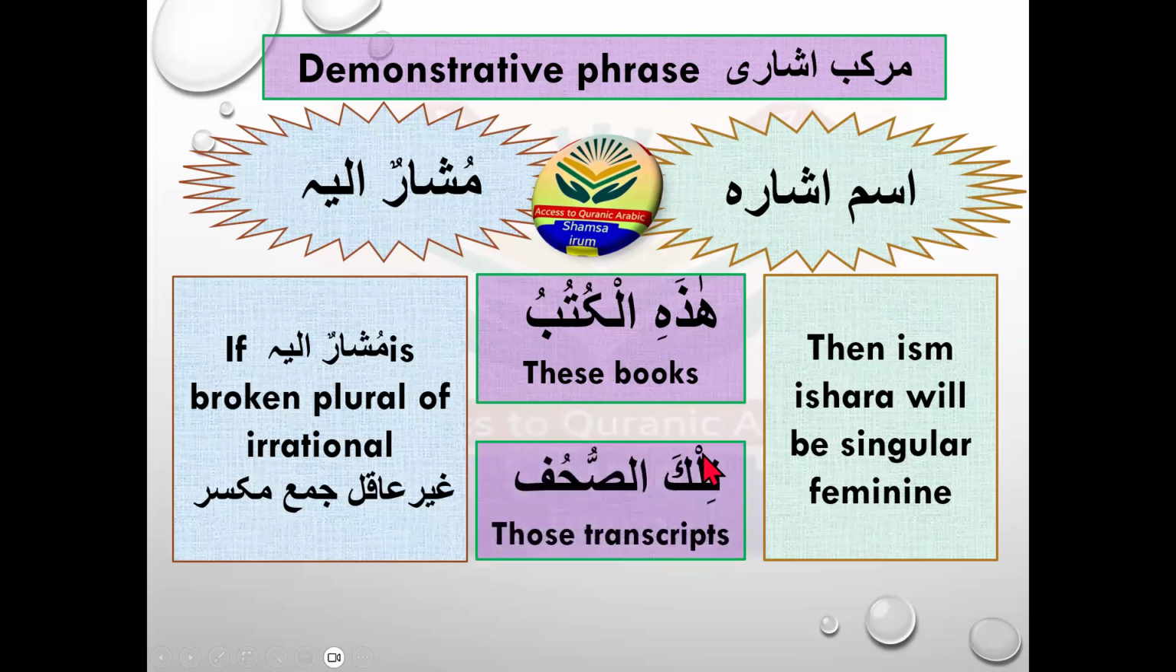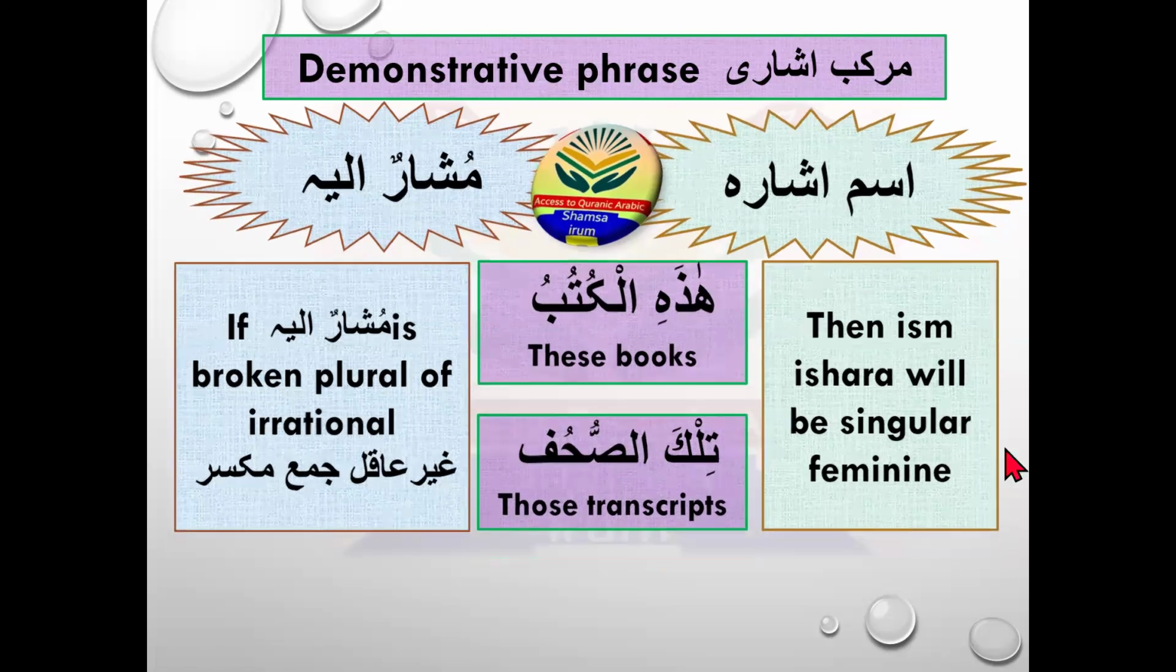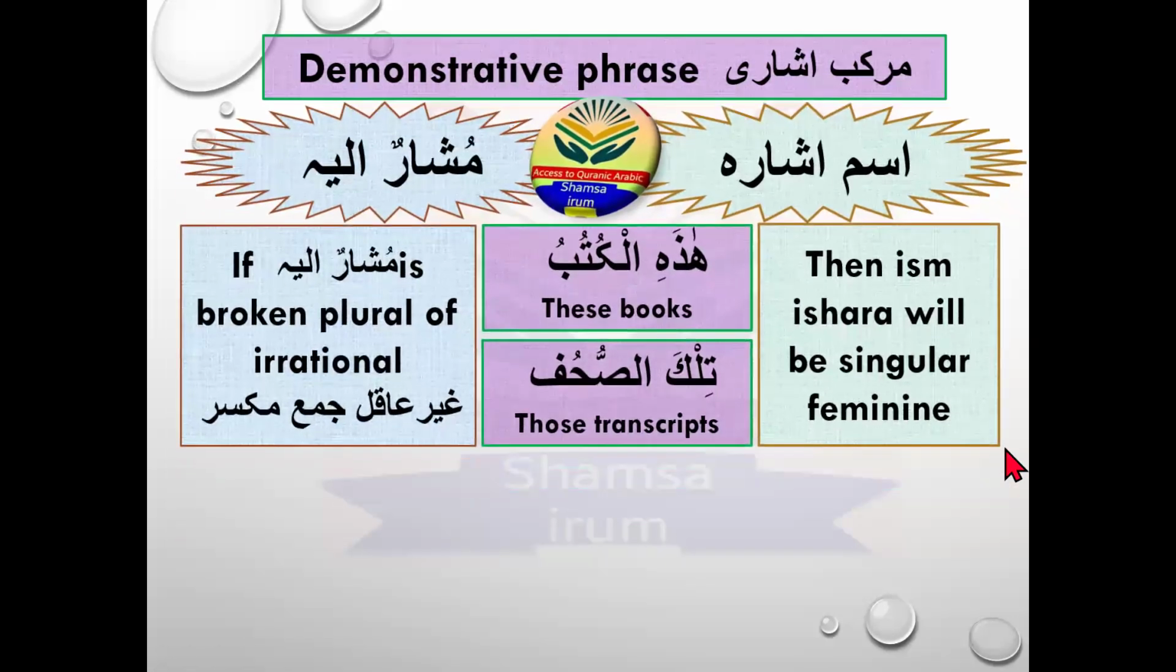Okay, one more example. "Tilka suhufu". Tilka is a singular word for feminine, and as-suhufu is a broken plural of sahifa. So as-suhufu is a broken plural and it's irrational, ghair aqil. I will squeeze it because I want to explain one more thing.